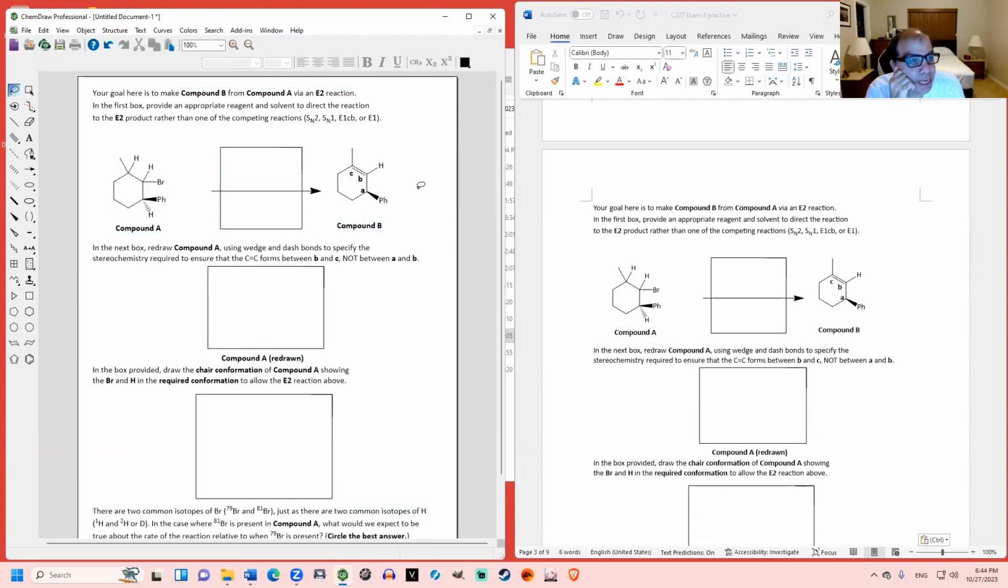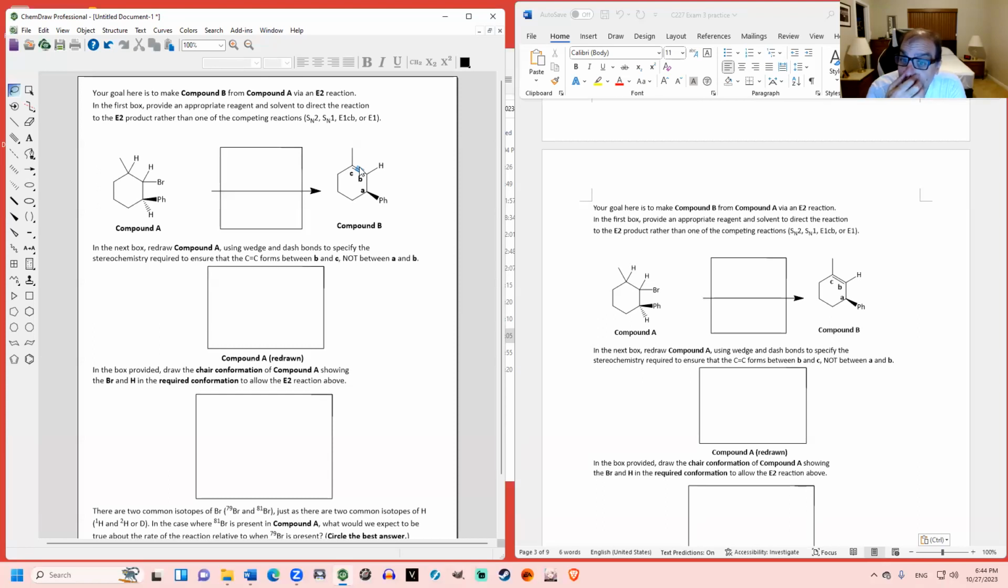This is a question about an E2 reaction. And our goal is to make this compound, this alkene, from this starting material. So you can already identify the carbon that has the leaving group on it. And we're going to eliminate HBr across these 2 carbons and make a double bond there. We're going to do it by an E2 reaction.